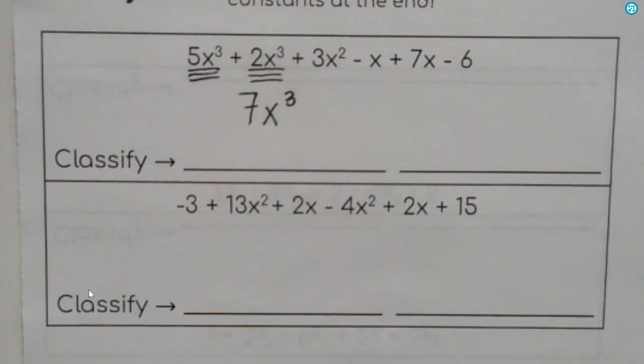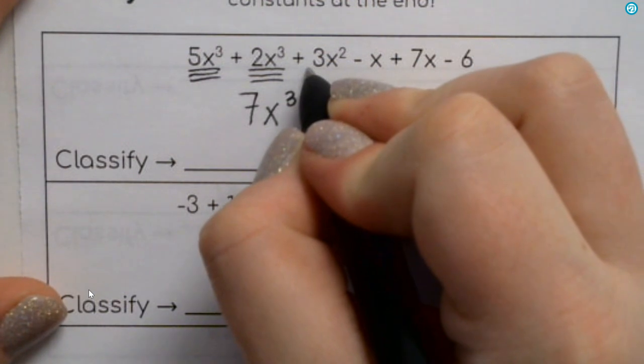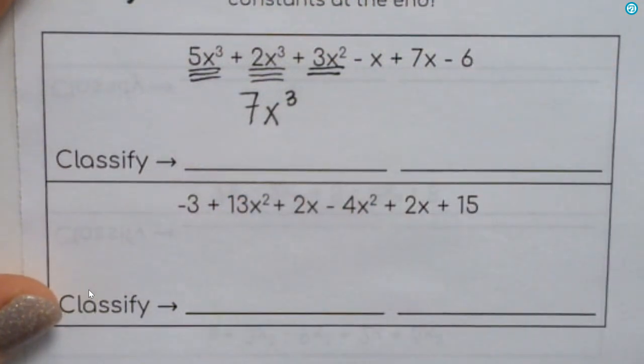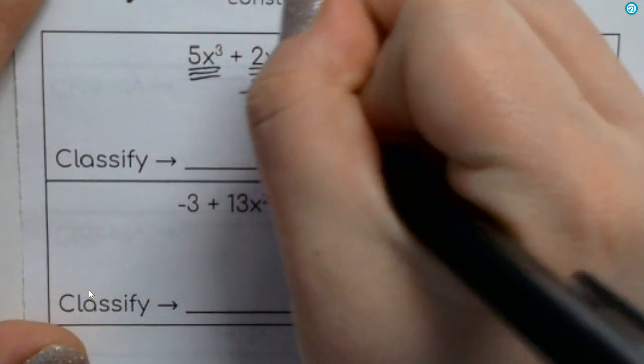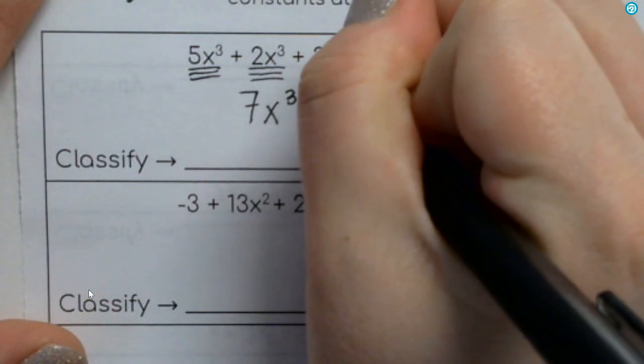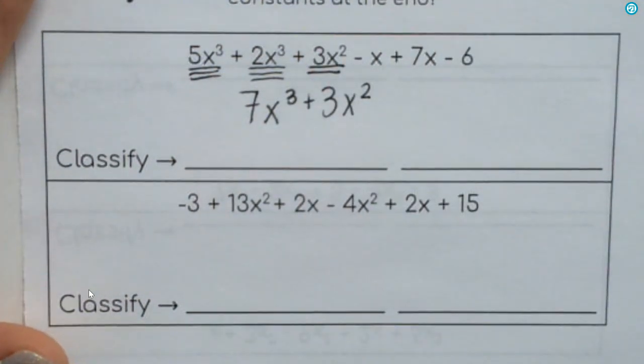I'm going to do x squared. So I go, look, this is the only x squared I have. If he has nobody to combine with, he just stays by himself. So I just have plus 3x squared still. If it's positive, it's plus. If it's negative, it's minus.